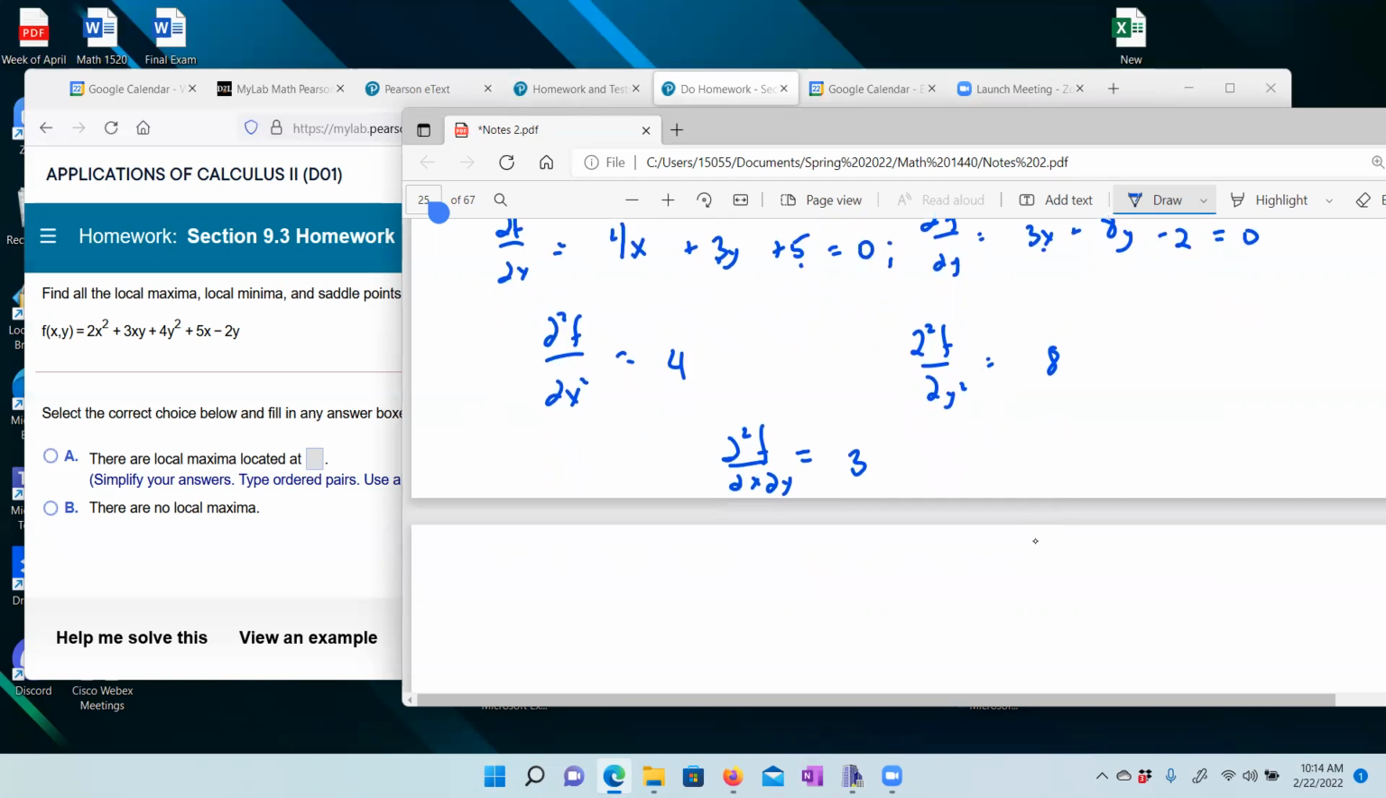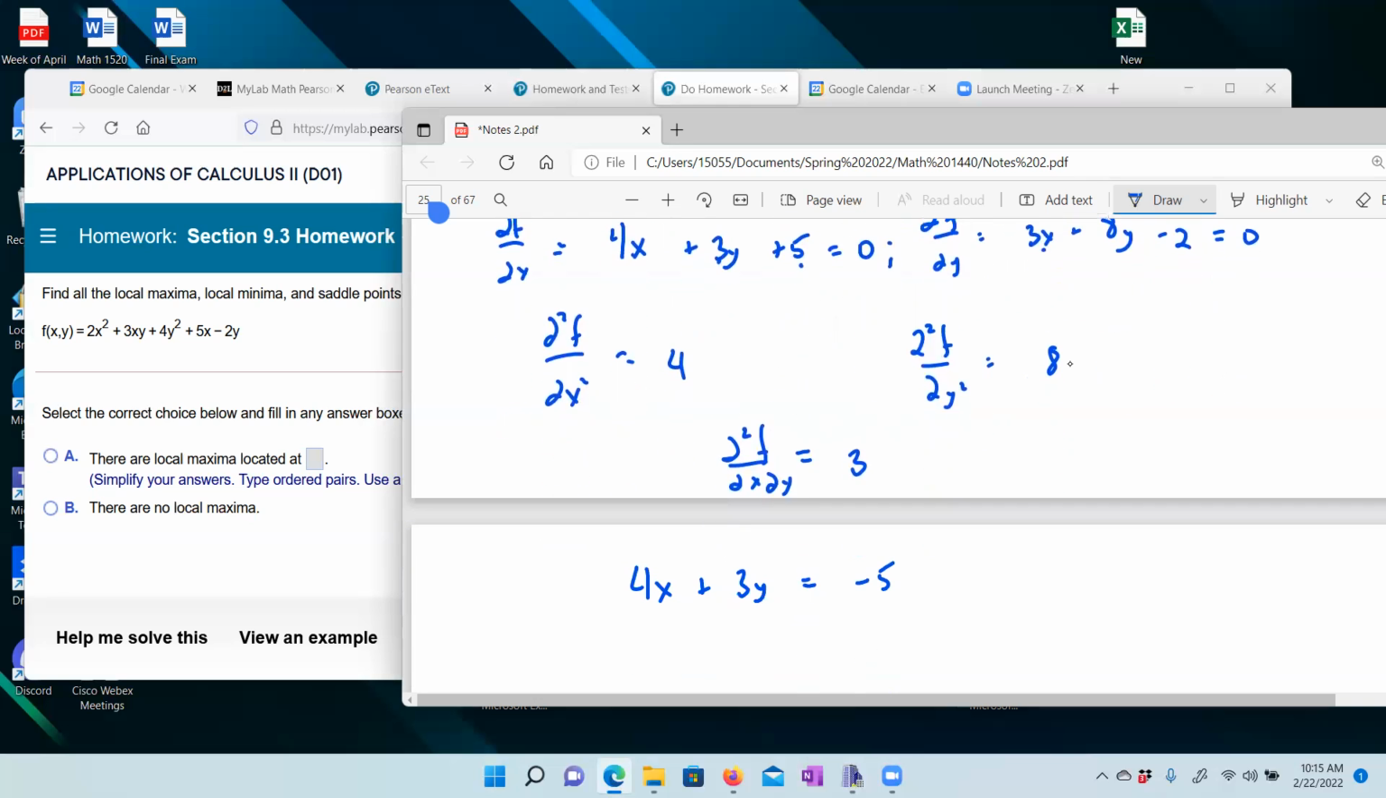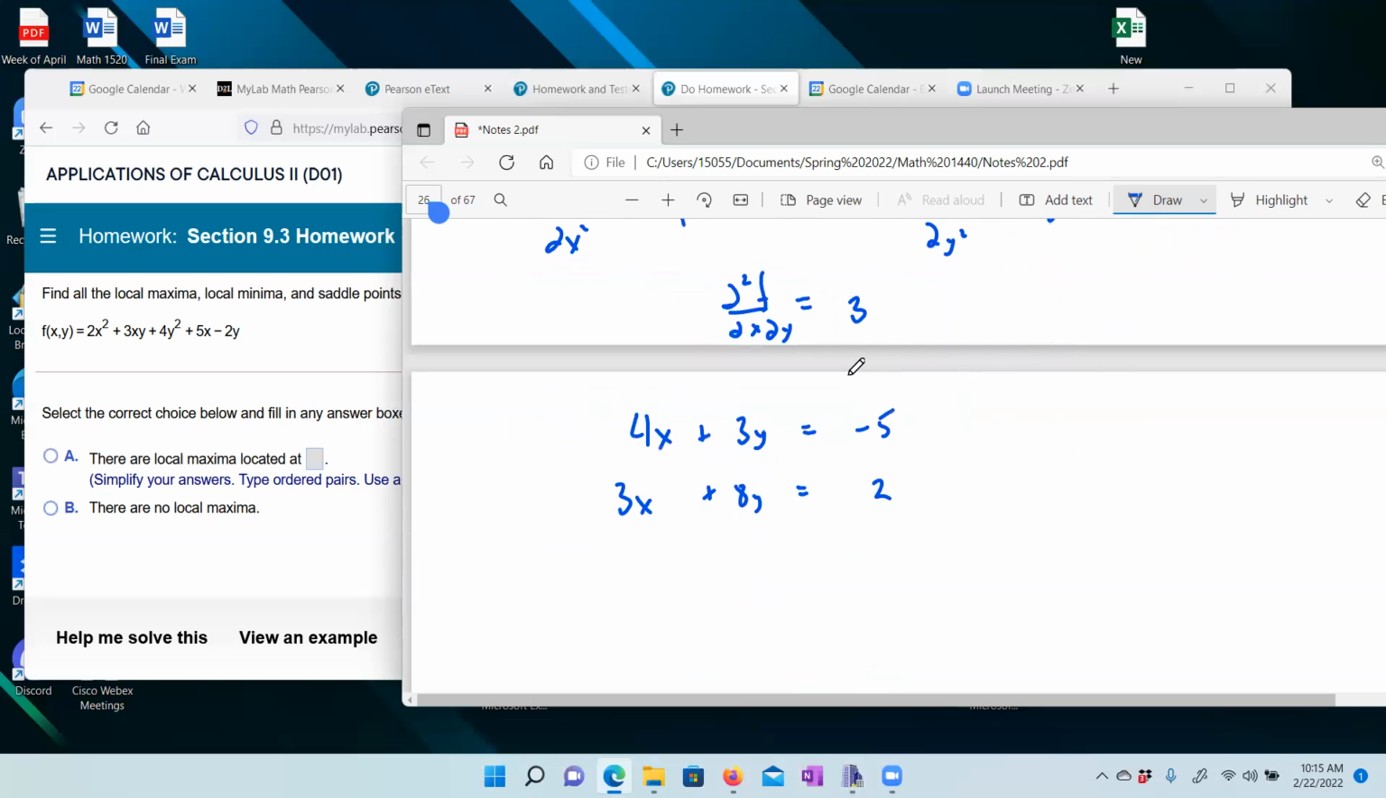So we have 4x plus 3y equals minus 5. That's from this equation here. All I did was move the minus 5 to the other side. And then on the other side, the other equation, we have 3x plus 8y. Oh, no, I'm sorry, yeah, that's right. 3x plus 8y, and again, I'm just going to move this 2 off to the other side. We've got this.